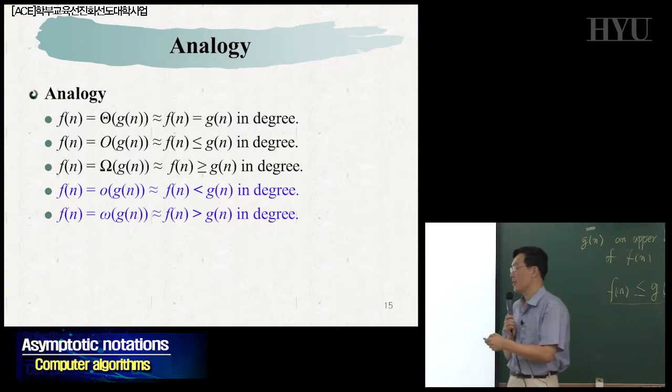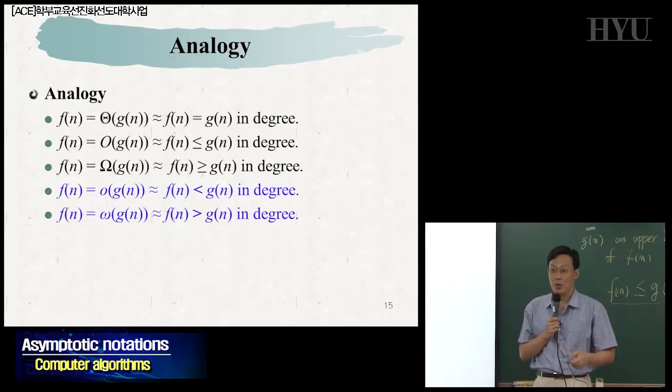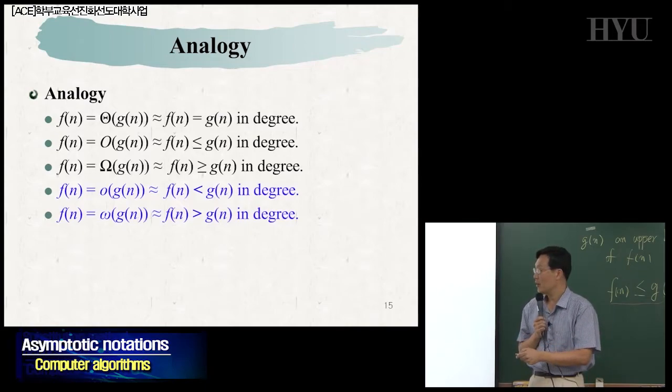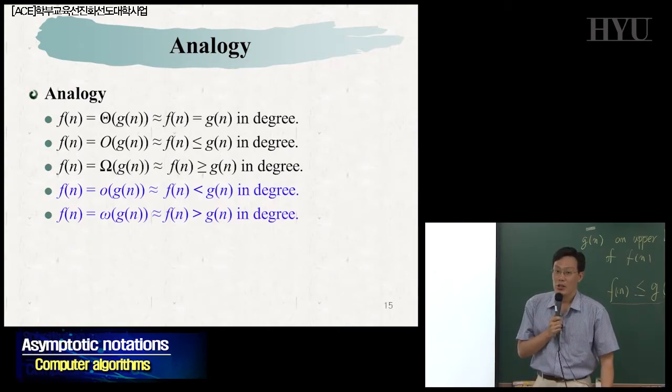And yes, there is an equal sign here. It means if f of n is n squared and g of n is n squared plus n, this is true. But in this case, there is no equal. So the degree of g of n should be strictly larger than the degree of f of n. Strictly larger.